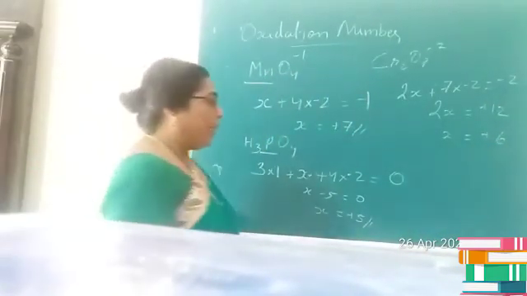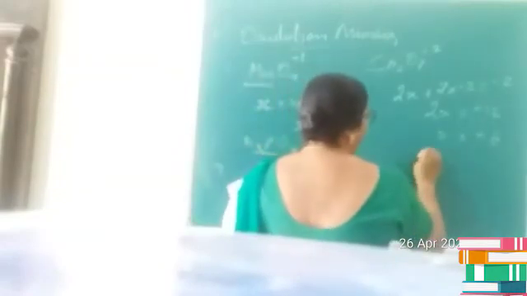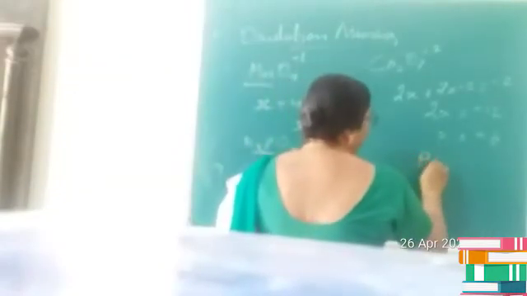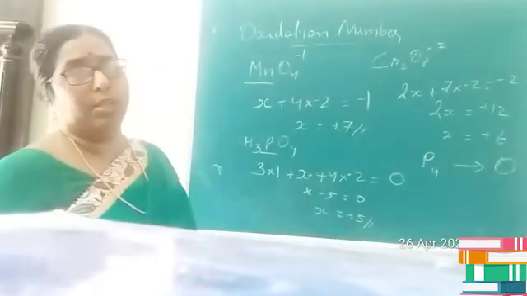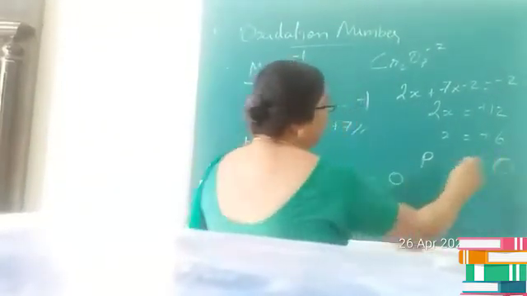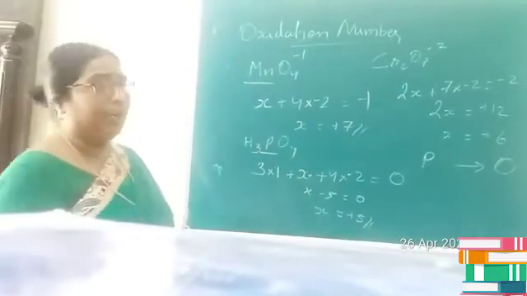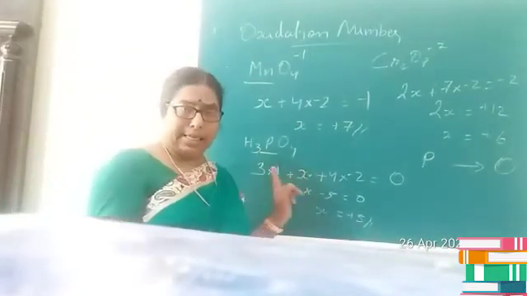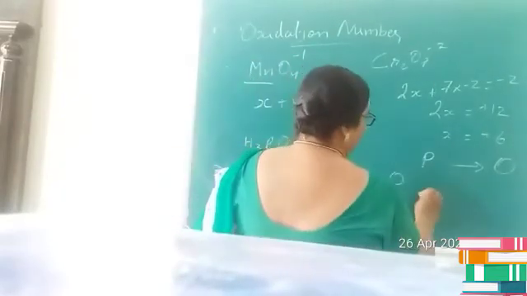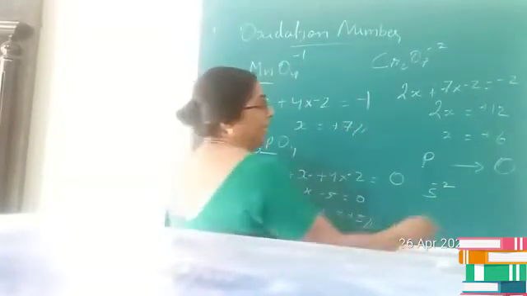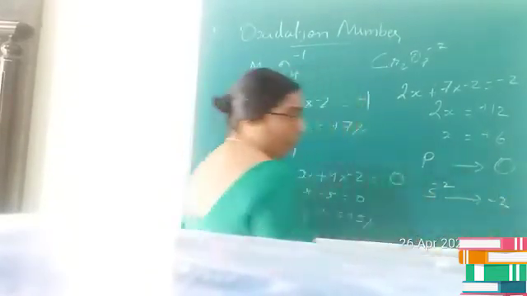Is it clear, children? So can you tell me what is the oxidation state of this phosphorus? It will be equal to 0, since it is in the elemental form, we can consider the oxidation state as 0. Is it clear? This is how you can find out the oxidation number of different atoms. Or can you tell me what is the oxidation state of sulfide? Yes, it is equal to -2.